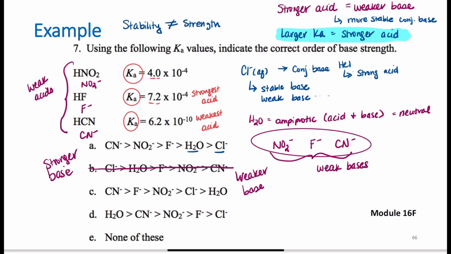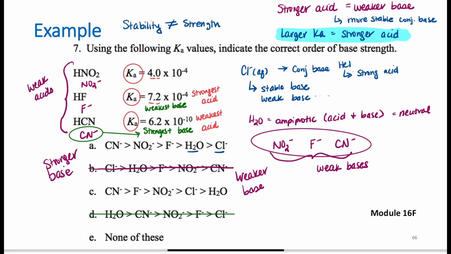But that means on the flip side of it, on the basic side of it, that this is the strongest base of this list because it has the least stable conjugate base. This is the weakest base of this list because its conjugate base is the most stable of these three. And then the HNO2 acid, or the nitrite for the conjugate base, is in between those two. But that means that my cyanide, I just figured out, is my strongest base. So I can cross off D.